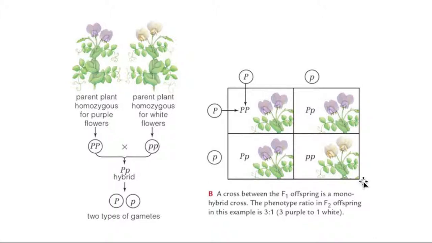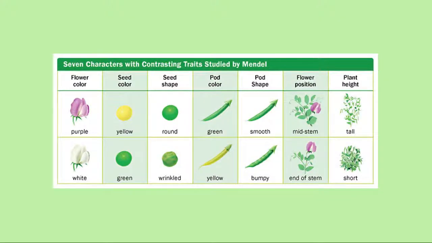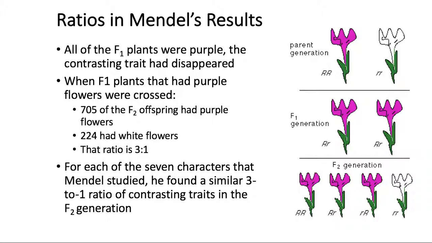And this ratio kept showing up, this 3-to-1 ratio. Remember, Mendel studied a lot of different traits. He was looking at seed shape, seed color, pod color, and this 3-to-1 ratio kept showing up over and over for Gregor Mendel. Now, to go back to this experiment, the F1 plants were all purple, but in the F2 offspring, he actually counted 705 had a purple color and 224 had a white color. And if you reduce that, that is that 3-to-1 ratio. And for each of the 7 characteristics that Mendel studied, he found that similar 3-to-1 ratio in the F2 generation.